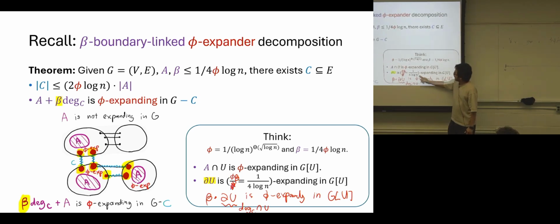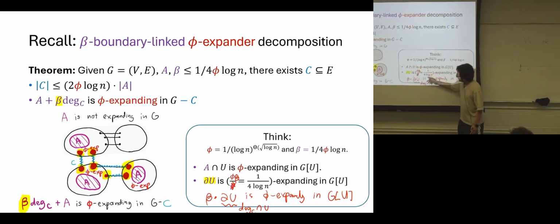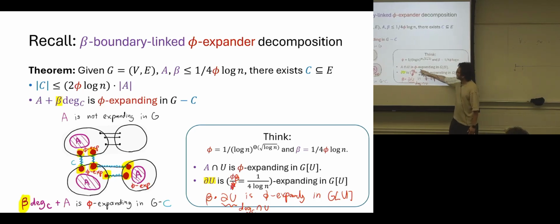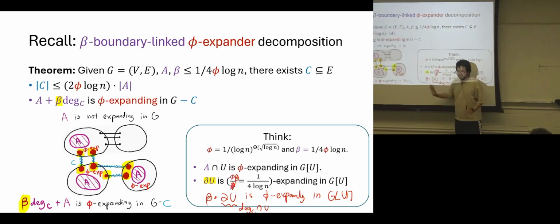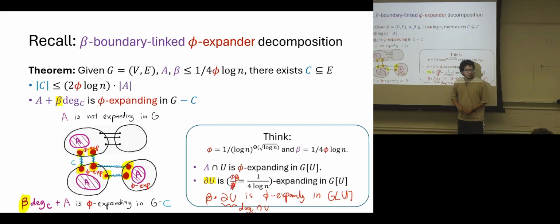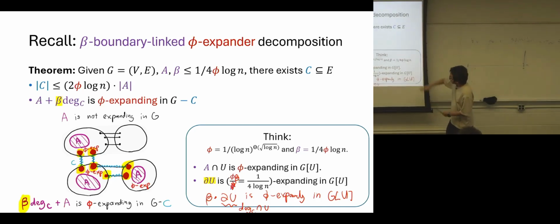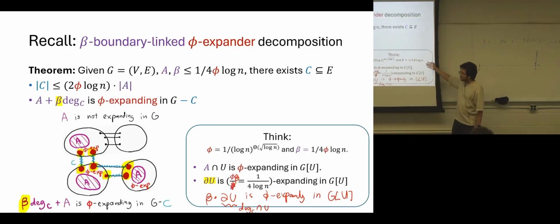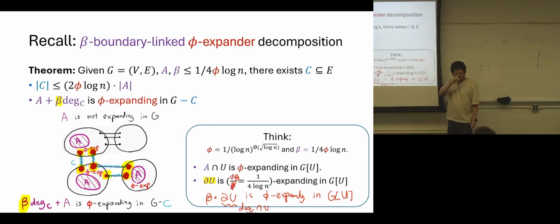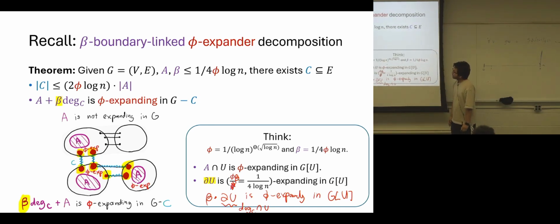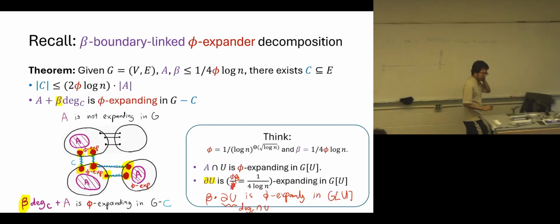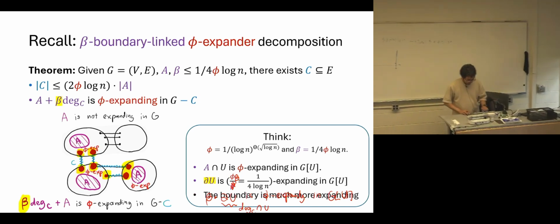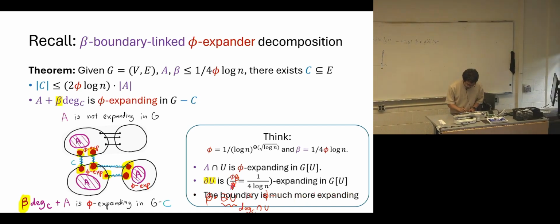So this boundary is close to 1 expanding, although the A inside is not so close to 1 expanding. So the boundary is even more expanding than A. That's how you should think about it. If you set a parameter like this, this is how we're going to use it at some point. Okay, let's try to prove this. So the boundary is much more expanding.